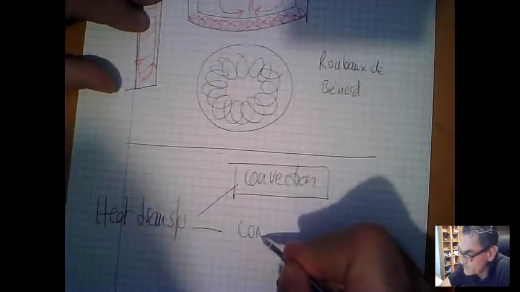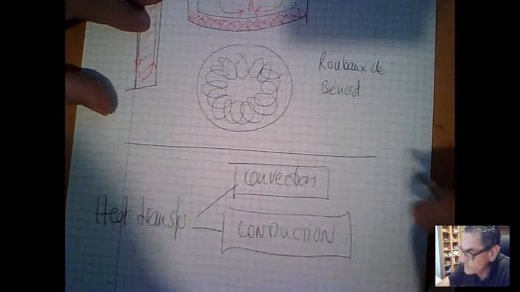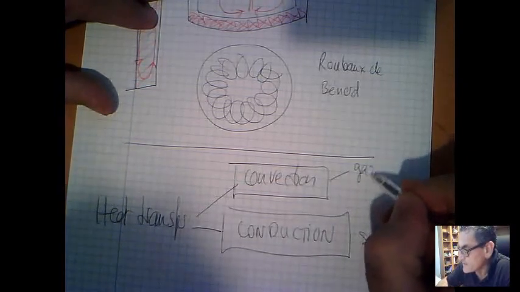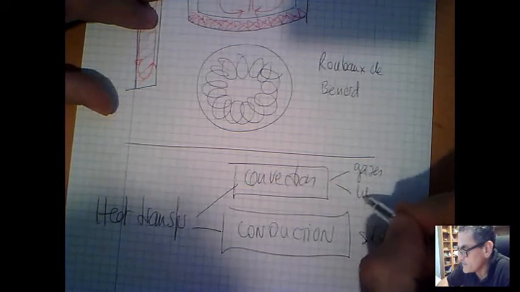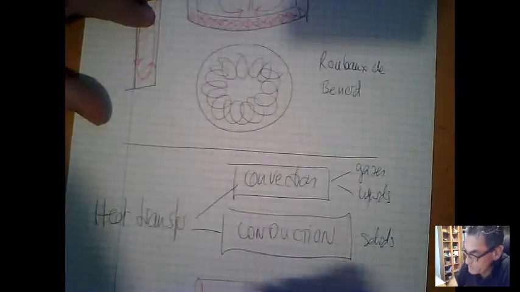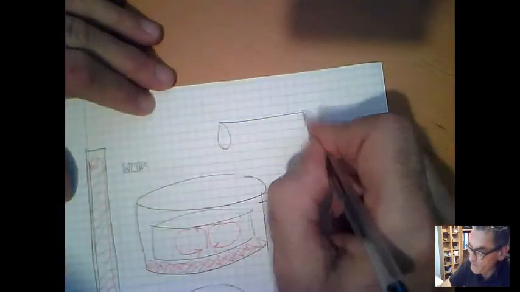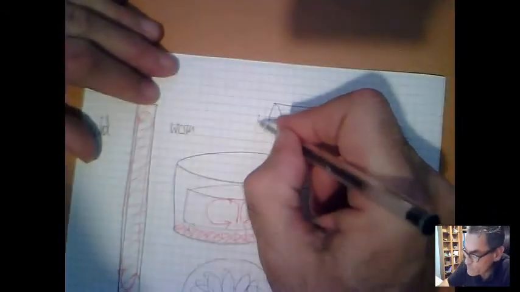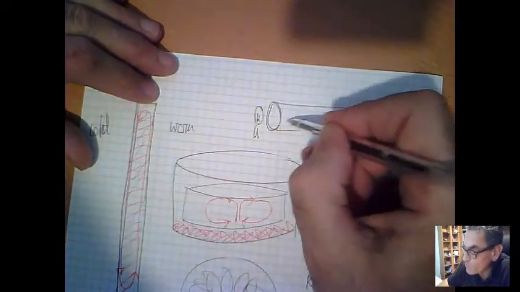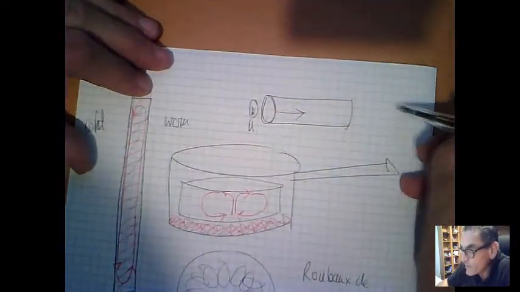There is one which is pretty obvious, which is conduction. Conduction works in solids, whereas convection, as I said, works in gases and in liquids. Okay? Conduction works in solids. What's conduction? You have a piece of metal, let's say. You put one flame at a certain end. This end warms up, and then the heat is transferred through the bar of metal.